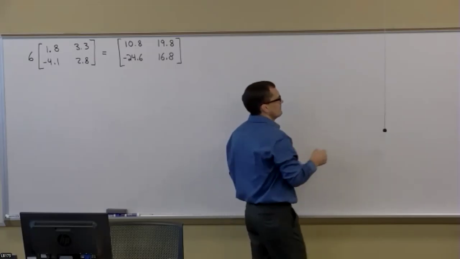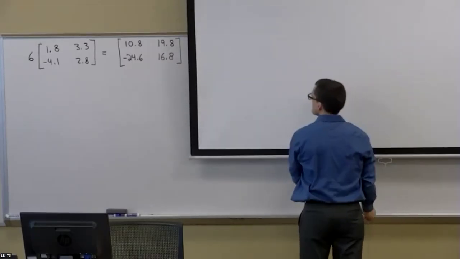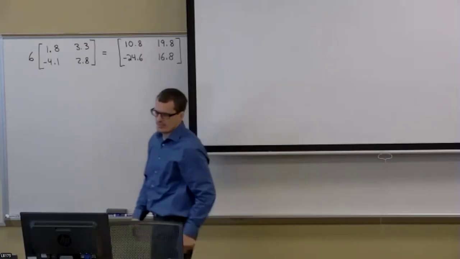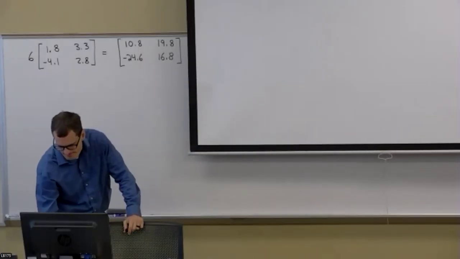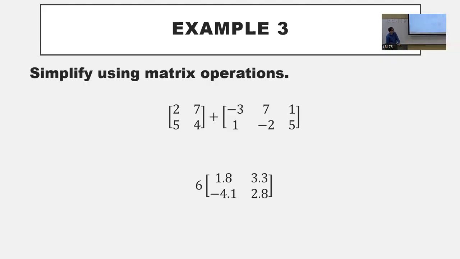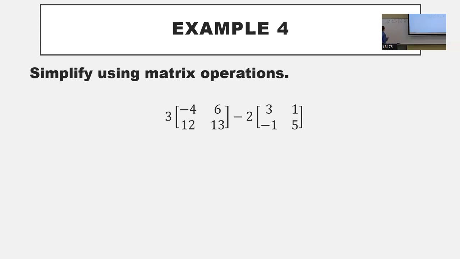Now you can mix and match scalar multiplication and matrix addition. If you do something like 3 times the matrix -4, 6, 12, 13, minus 2 times the matrix 3, 1, negative 1, 5.